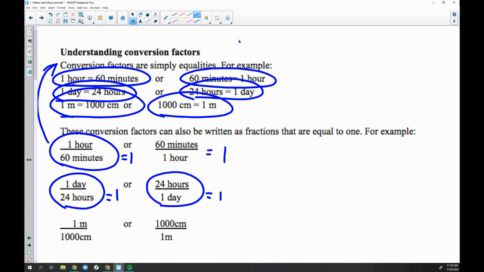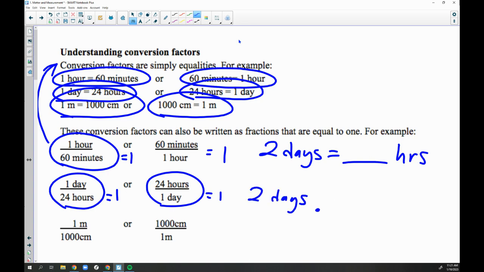Let's say we wanted to convert 2 days to some number of hours. All right? Probably a lot of you could do that in your head pretty quickly. But there's a procedure we can use for this. We can take our 2 days and we can multiply it by one of these conversion factors. We're going to multiply it by the conversion factor that relates days to hours. And I'm going to put days on the bottom. So 1 day equals 24 hours.